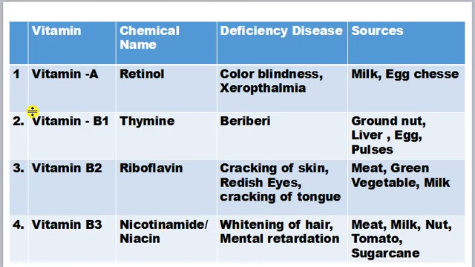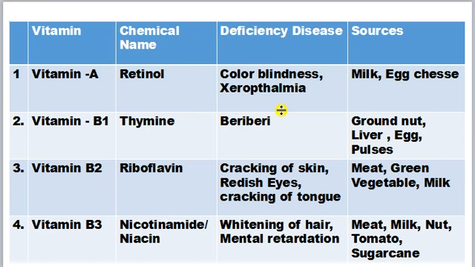Now let's move on to the diseases caused by the deficiency of vitamins. First one is vitamin A. Vitamin A's chemical name is retinol, and its deficiency causes color blindness and xerophthalmia.